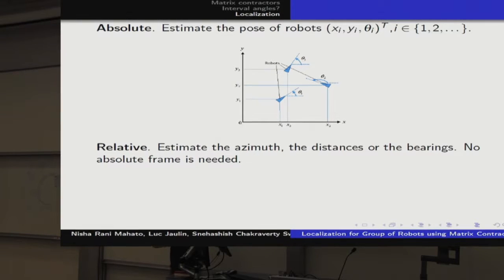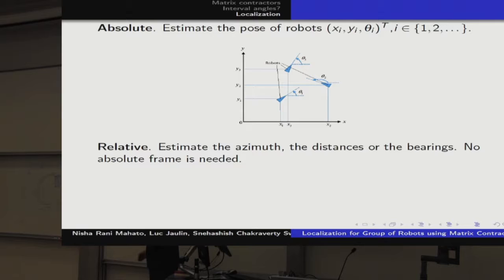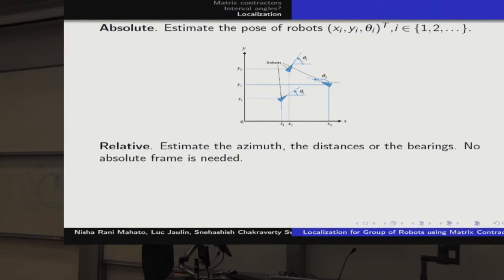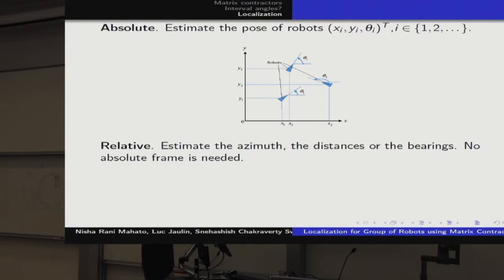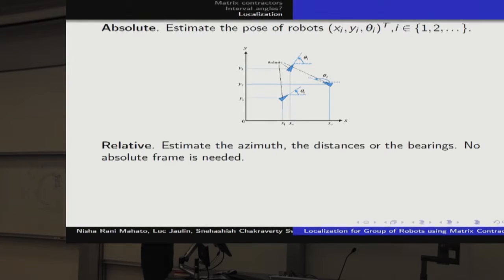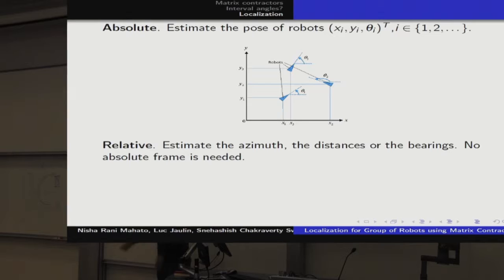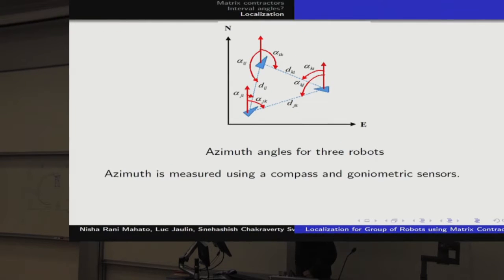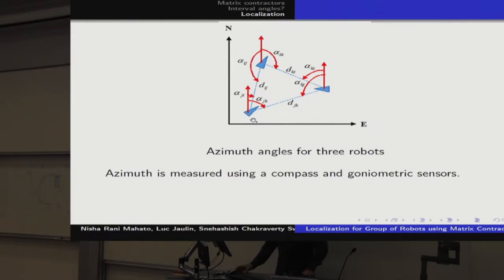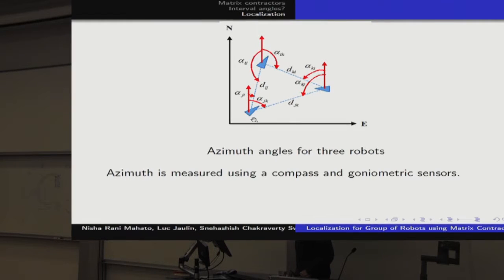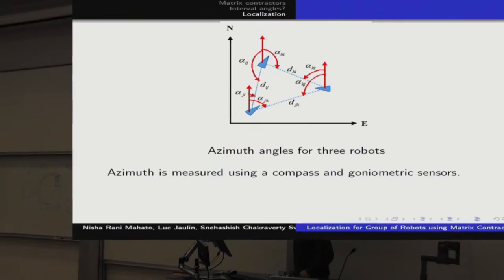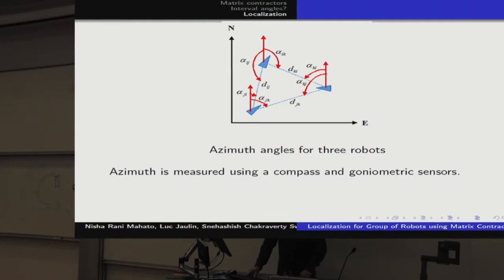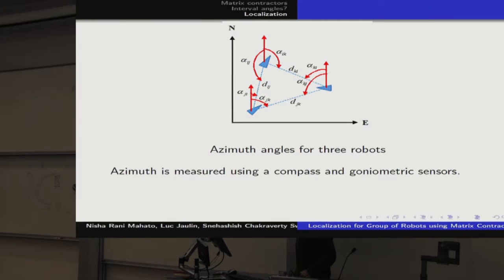So if the north is here, but if I go in this direction, the heading corresponds to the angle between my heading and so the bearing between my heading and where I see the robot. Okay, so it is represented here. You have azimuth angles. Each robot is able to know some information about the other robots. So it's azimuth angles.